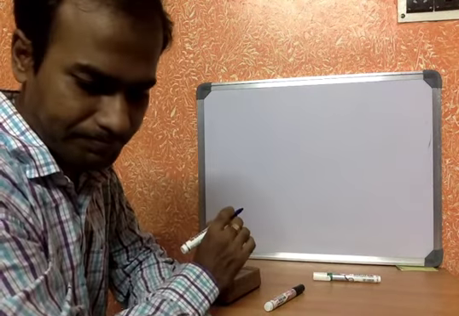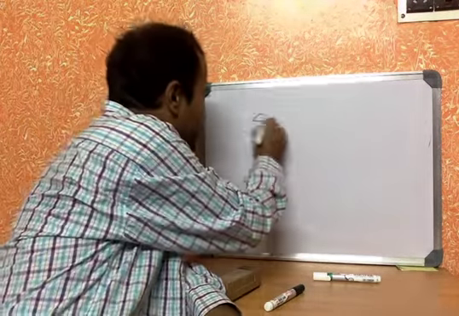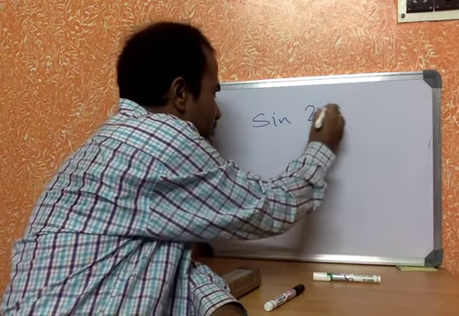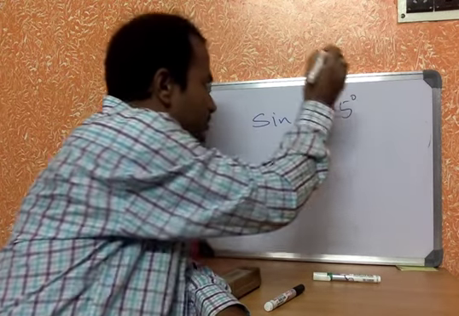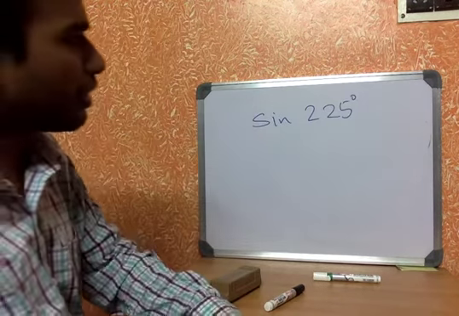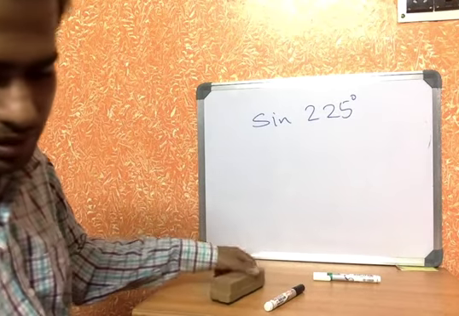Next sum. Sine 225 is again in the third quadrant. We may take something else.